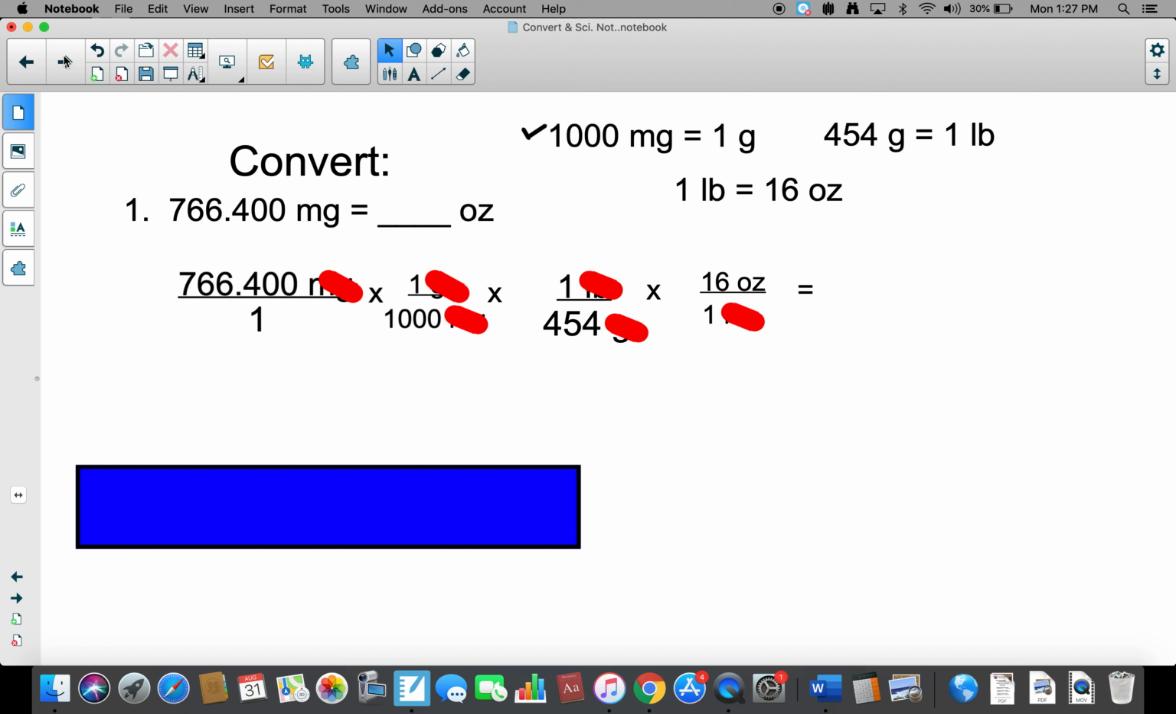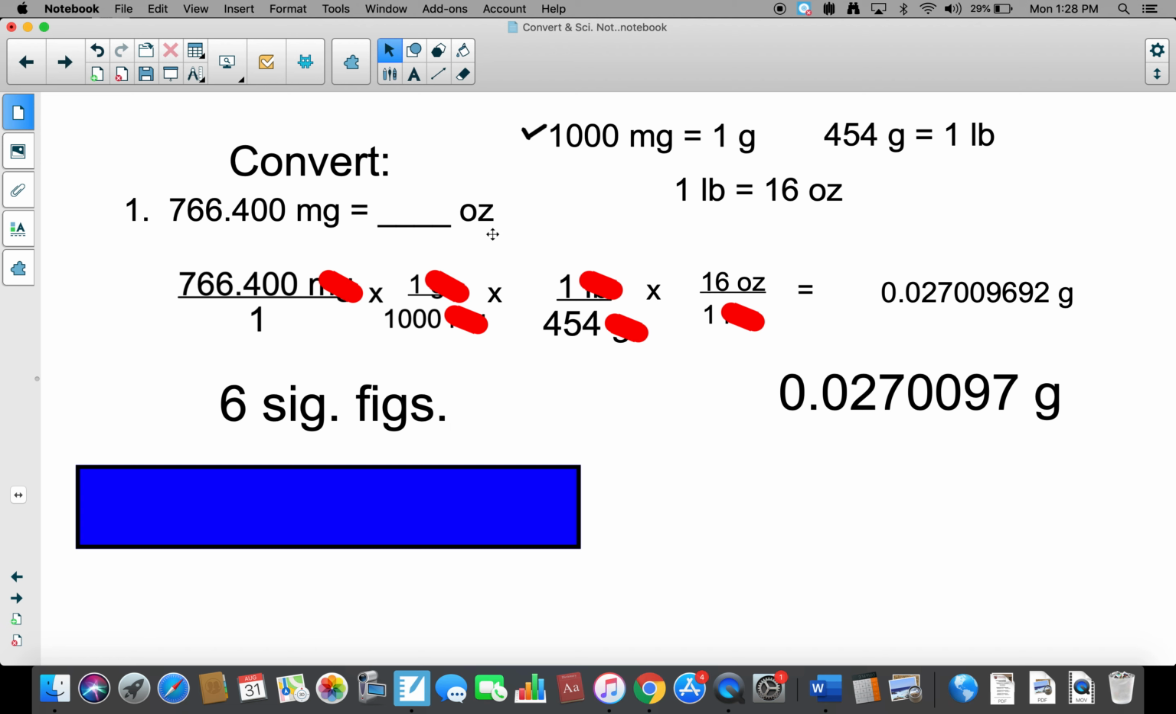When we multiply through, we multiply across 766.400 times, we don't multiply by 1, so times 16, equals, divide by 1,000, equals, divide by 454, equals, we get a number on my calculator, 0.027009692 ounces. Now, sig figs, I have 6 sig figs, so I have to have 6 sig figs as my answer. Remember that first 0 is just a placeholder. So 1, 2, 3, 4, 5, 6. That number afterwards is 5 or greater, so it rounds up, becomes 7. That's my answer.